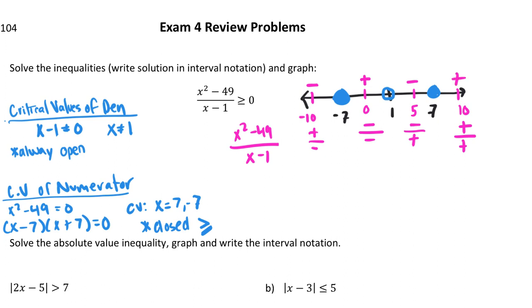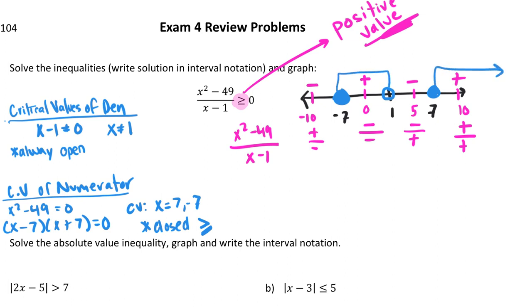So there we go. Now we're looking for the regions that are greater than or equal to 0. Greater than or equal to 0 means positive y values, the positive function values, or positive inequality values, however you want to say it. So the positive regions are the regions that are going to have positive y values. So those are the regions that work.